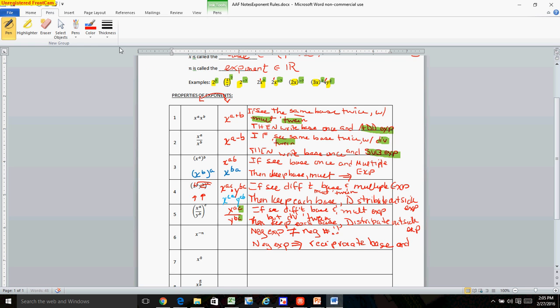I need to erase so I can get some more room. Remember, all of these properties you don't have to use. You just use them if somebody asks you to.